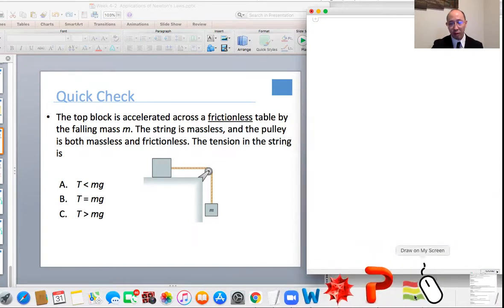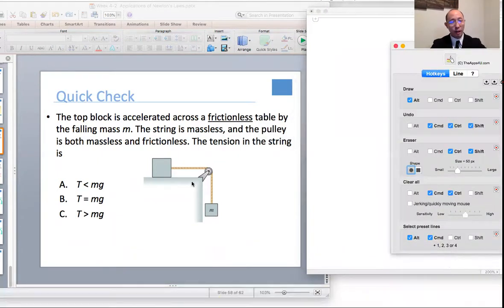So for example, here's my drawing program. I can use it to draw, like free body diagrams. So here's my tension. Here's my normal force. There's the weight for the mass that's on the table.